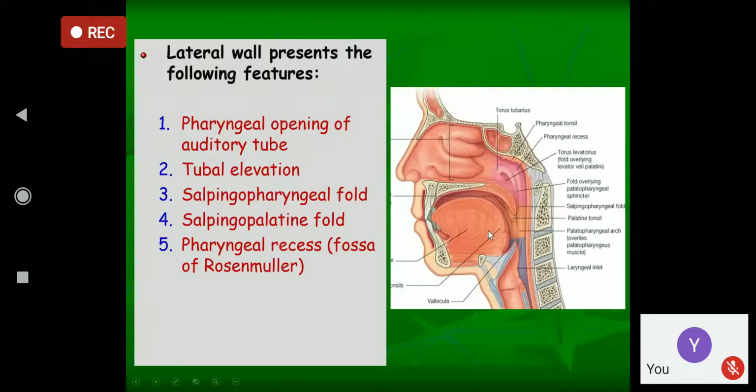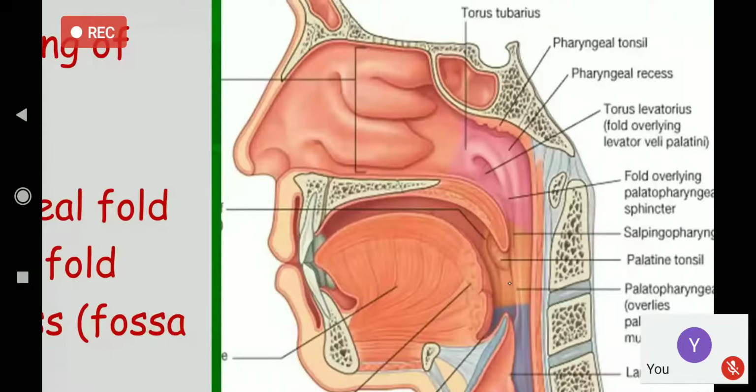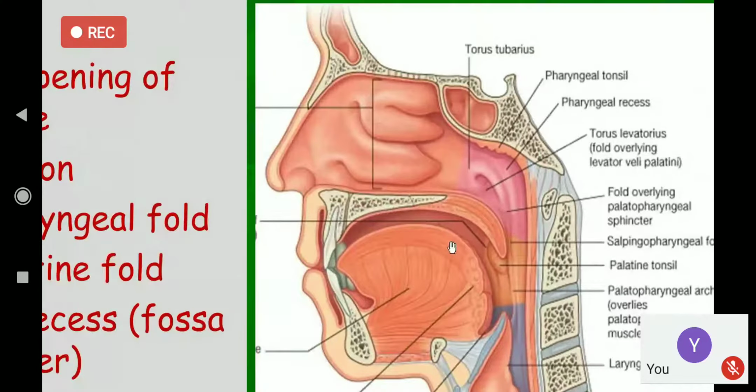Let's see the lateral wall. The anterior boundary, the superior boundary (the roof), and the inferior communication are done. Now see the lateral wall. Can you see the opening? This small opening is known as the pharyngeal opening of the auditory tube.